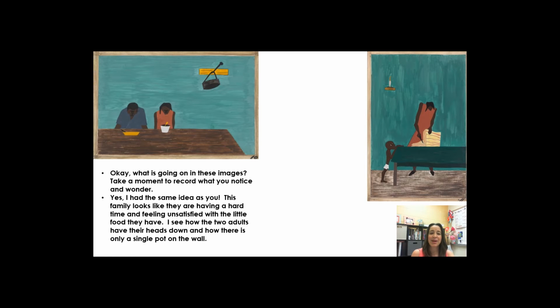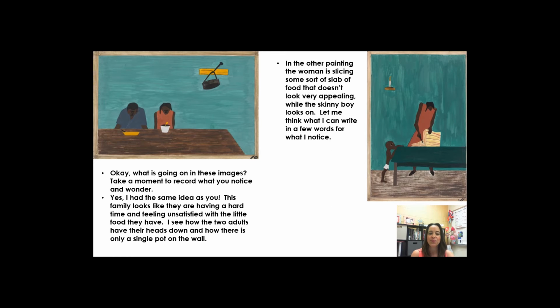Yes, I had the same idea as you. This family looks like they are having a hard time and feeling unsatisfied with the little food they have. I see how the two adults have their heads down and how there is only a single pot on the wall. In the other painting, the woman is slicing some sort of slab of food that doesn't look very appealing, while the skinny boy looks on.